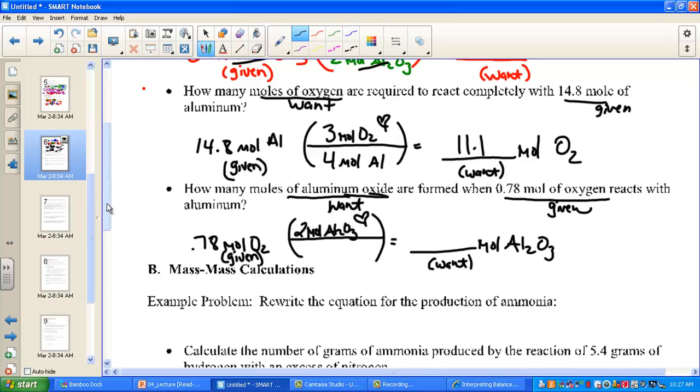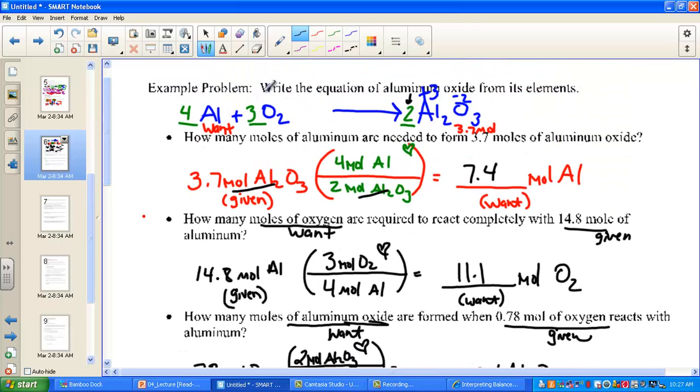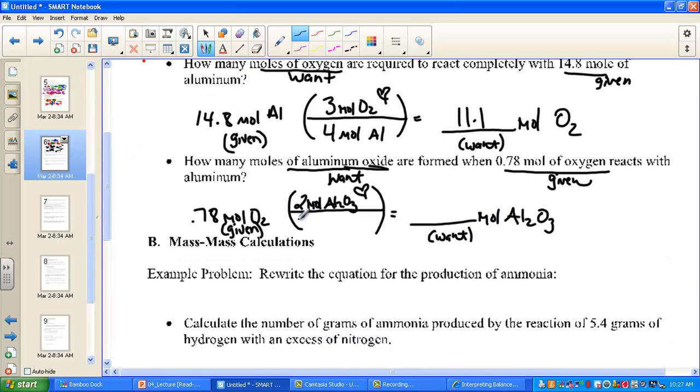Al2O3 from the oxygen's coefficient, which is a 3. The stoichiometric ratio of 2/3. Notice how I'm writing number, unit, label, just to be sure my units are indeed canceling. 0.78 times the ratio of 2/3, and I find 0.52 moles of aluminum oxide.